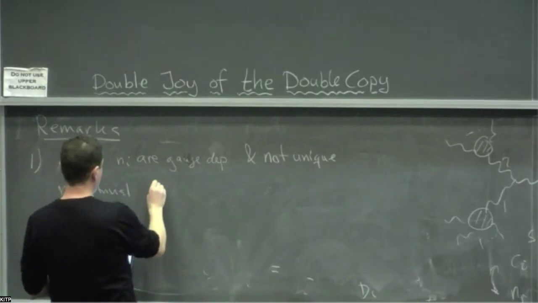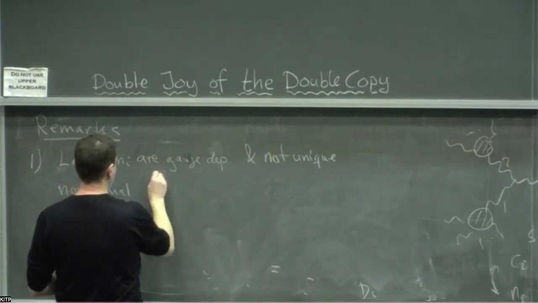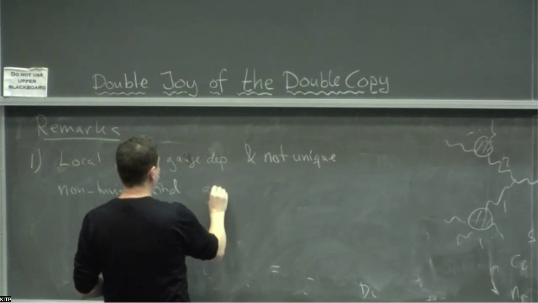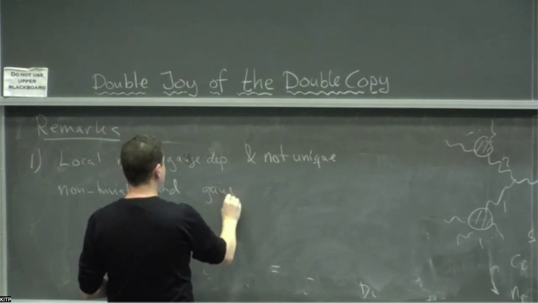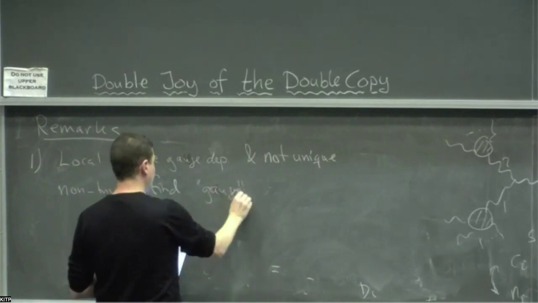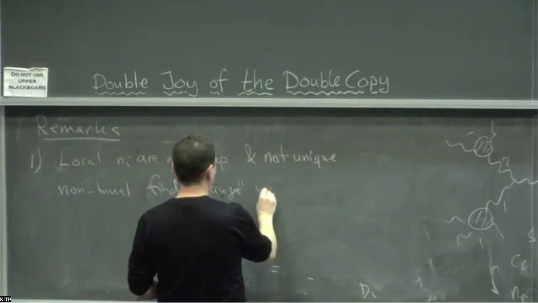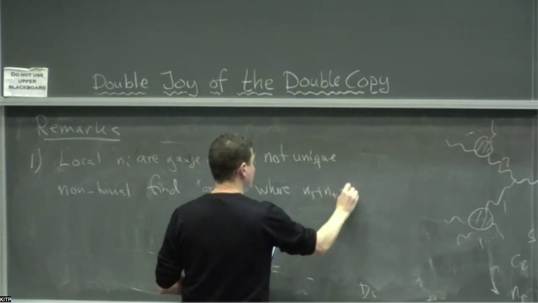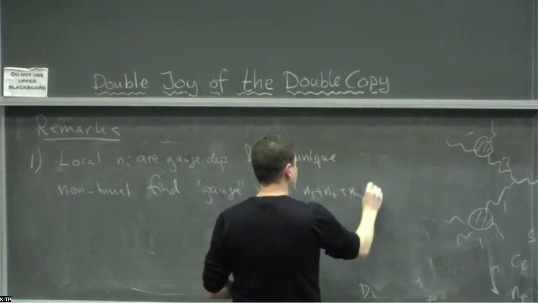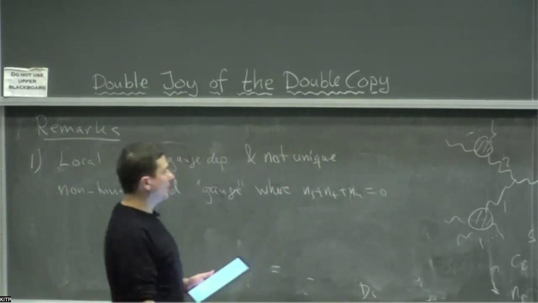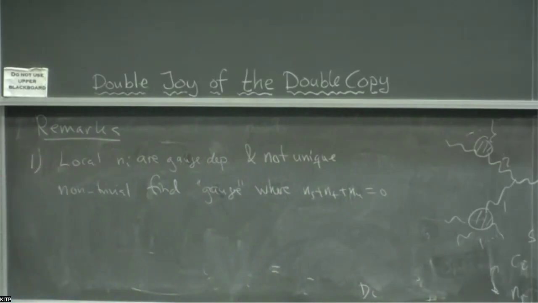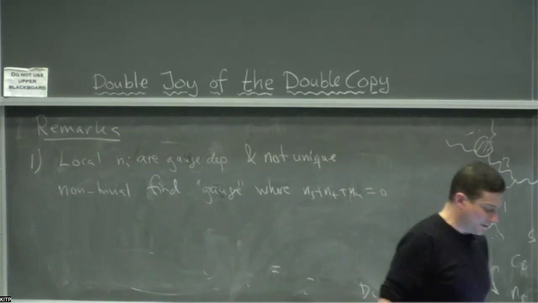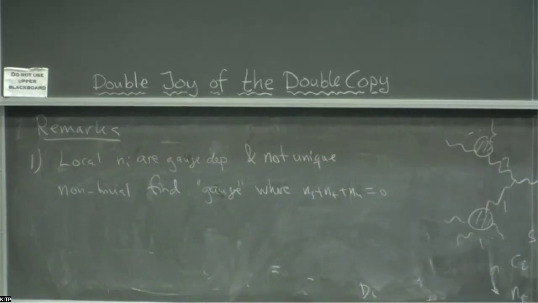Non-trivial to find, so let me say non-trivial to find a gauge, let me put it in quotation marks, where n_s plus n_t plus n_u is equal to 0. And here I really mean the internal subdiagrams. Here I'm really abusing the word gauge, because what do I really mean?